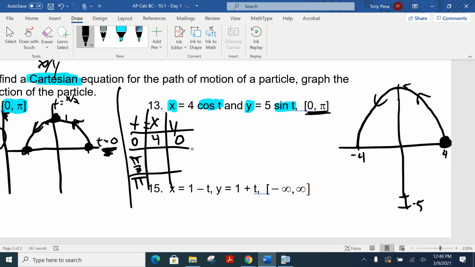Pi over 2, now the cosine of pi over 2 is our 0. The sine of pi over 2 is a 1. Multiply that by 5. So this would have been our second point up here. That means we started here, we went next to this point. That's largely enough. You may want to do your last one. That should give you a negative 4, 0 to see where we stop. And then that's our graph.